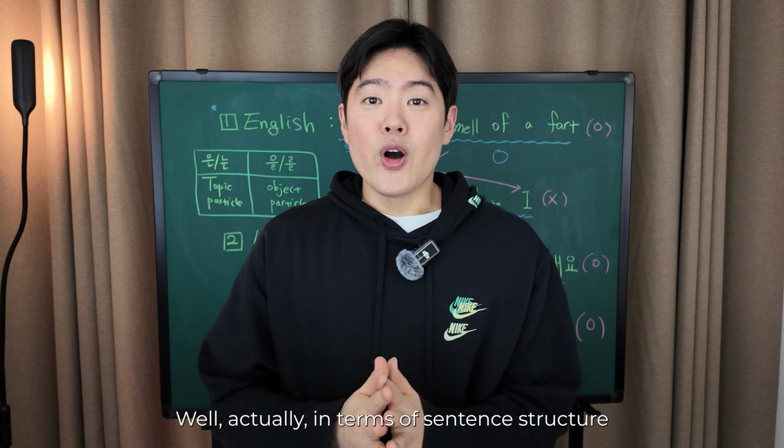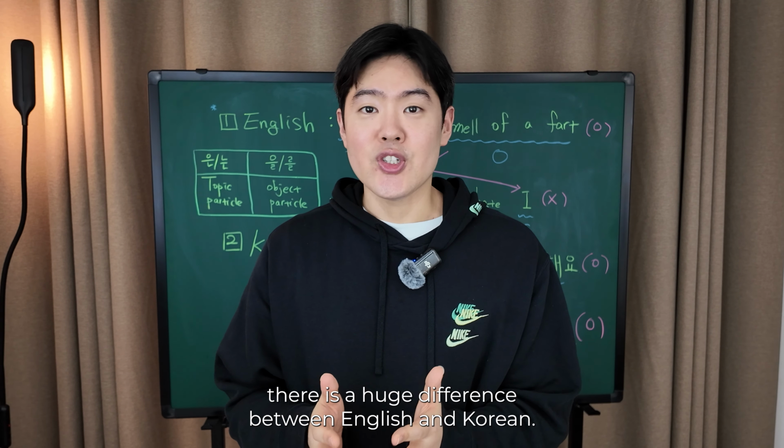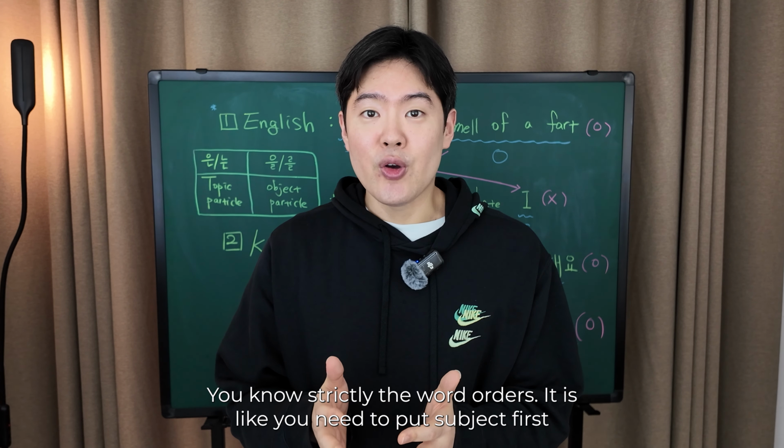But there is more. Actually, in terms of sentence structure, there is a huge difference between English and Korean. When you speak English, you need to follow the word order strictly: you need to put the subject first, and then the verb, and then the object. But in Korean, it's not necessary because we have particles. And from now on, I'm going to give you some detailed examples.